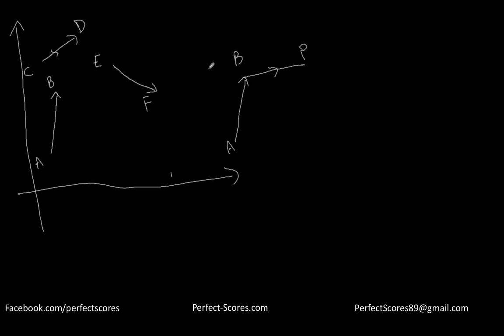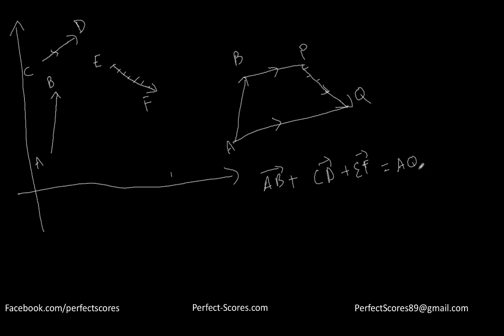Fine. Then I'm going to assume another vector which is parallel to EF, and it has the same magnitude as EF. Let's suppose this is PQ. So this magnitude is equal to this magnitude, and the direction is the same. So what is going to be the resultant vector? If something gets pulled like this, and pulled like this, all you have to do is just join these points. That is vector AQ. So I can say that vector AB plus vector CD plus vector EF is equal to vector AQ. So this is what we have as vectors.